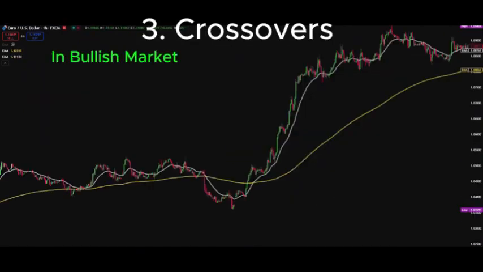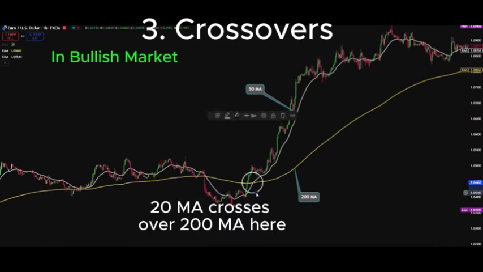So the third use of the moving average is crossovers. Okay, so we can combine 2 moving averages, the 200 moving average, and we can use the 20 moving average, like in this case, or the 50 moving average, okay, like in this case. And in a bullish market, let's say in a bullish market like in this case, the 20 or 50 moving average crosses above the 200 moving average, like in this case, there's a crossover, okay?